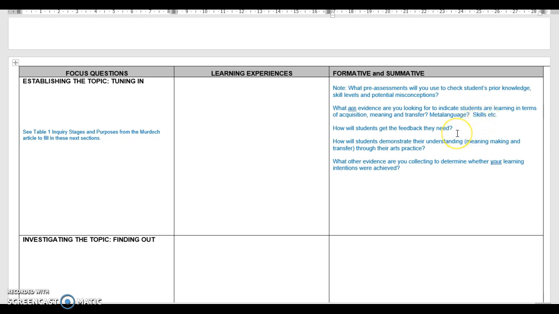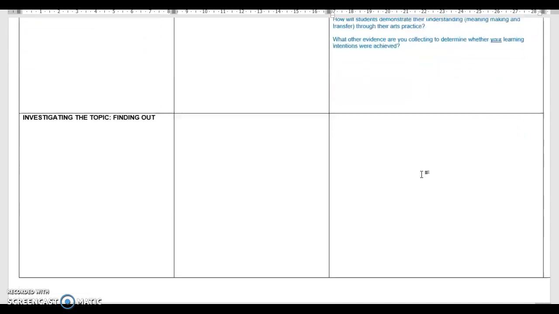How do students get the feedback they need? So think of feedback not only just coming from you, what other sources can students gain feedback from? How are students demonstrating their understanding? And what other evidence are you collecting to determine your learning intentions have been achieved?